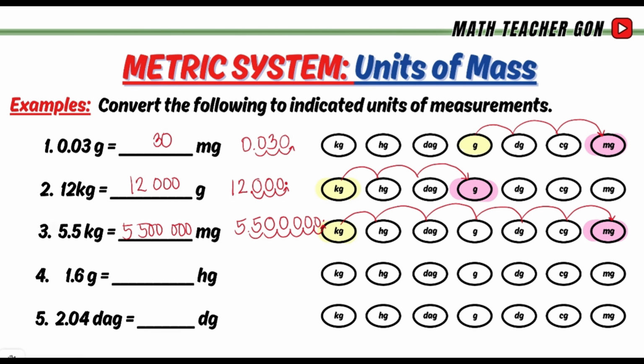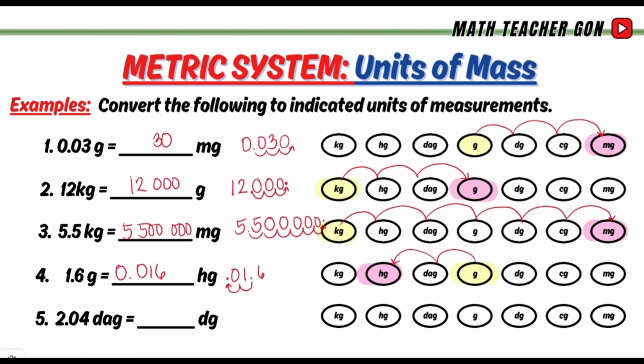Next, number 4. We have from grams, let's highlight grams, to hectogram or the Hg. So from grams, 1, 2. 2 moves to the left. So let's write 1.6. 2 moves to the left, 1, 2. So let's fill up with 0. Our answer here is 0.016.